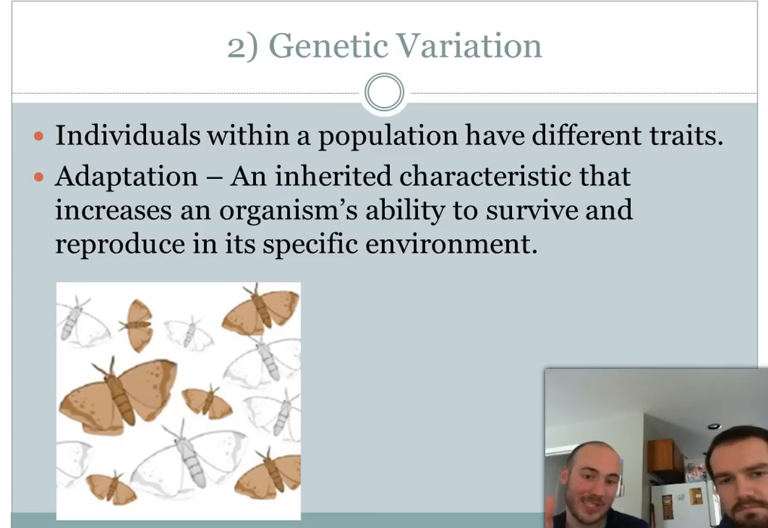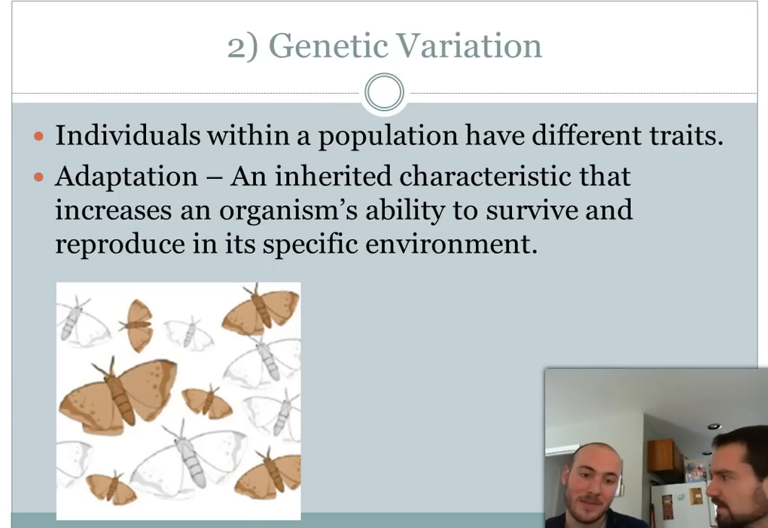Another thing that needs to exist in that population is genetic variation. What that means is there are different genes within that population that might give some an advantage or some a disadvantage. And we like to refer to these as adaptations, an inherited characteristic or a gene that increases that organism's ability to survive and reproduce in that environment.